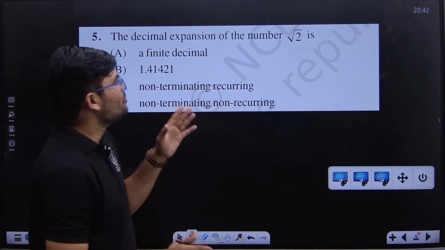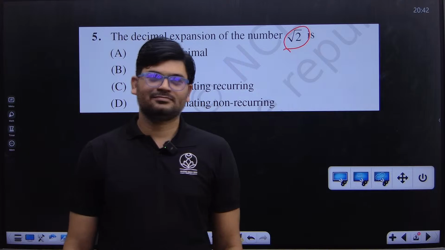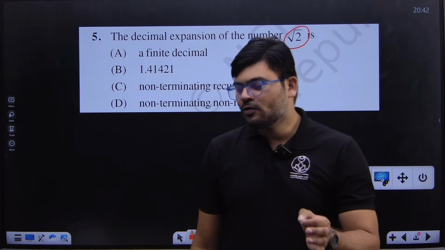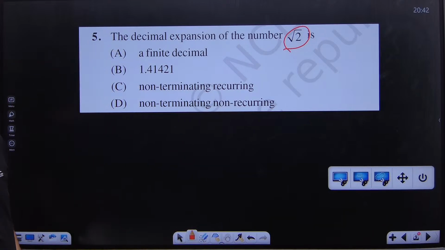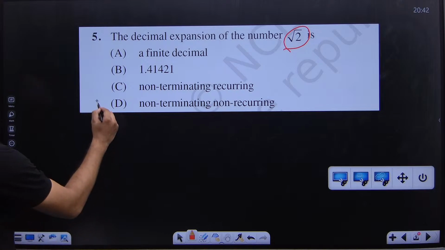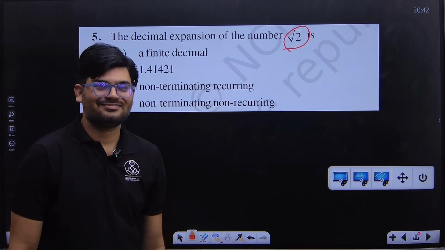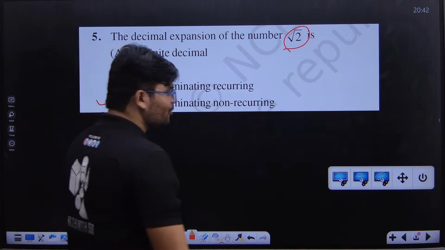Okay, tell me, under root 2 is what kind of number? Is it rational or irrational? Irrational. So what kind of number is irrational here? The D part, non-terminating, non-recurring. That's it. Understood? Good one. Mohit is also online and he told the right answer.